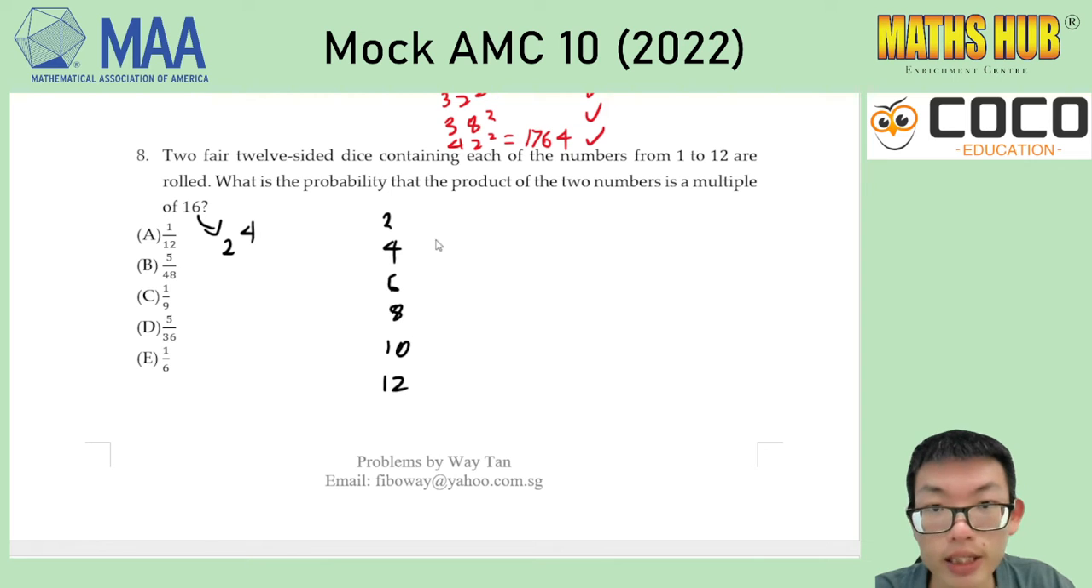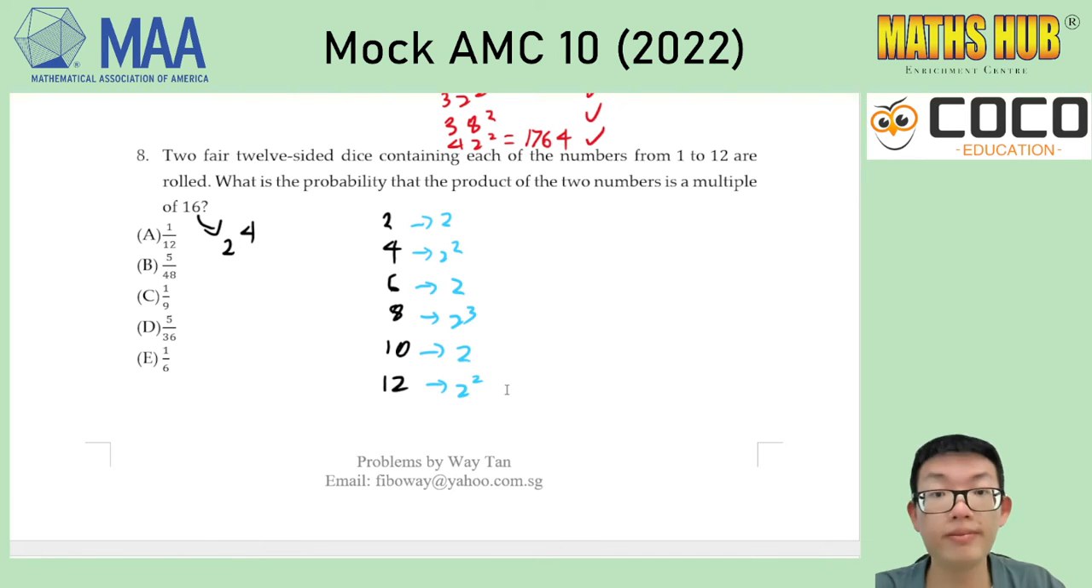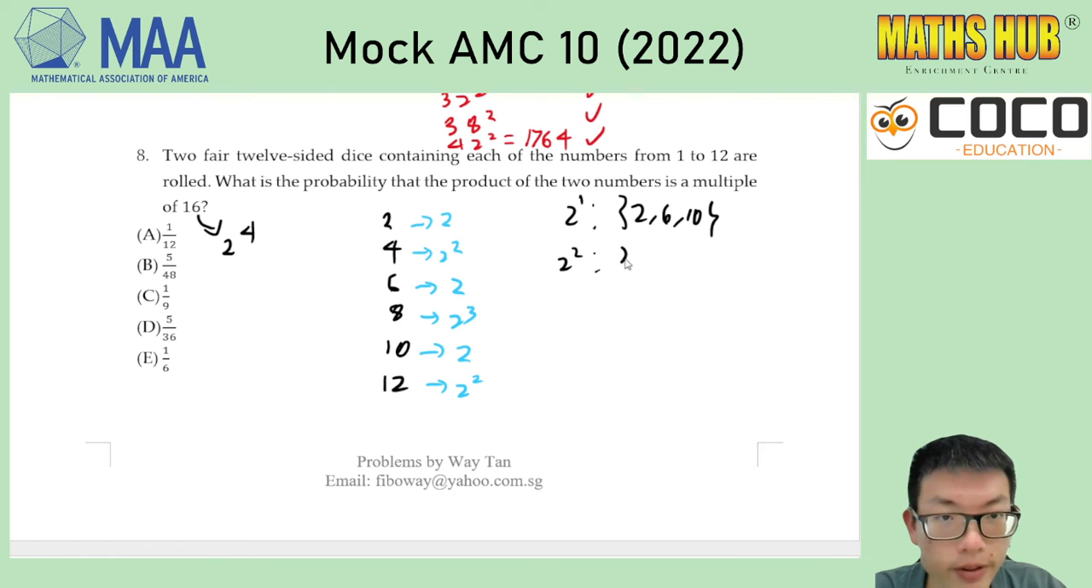And I can just note down how many 2s there are. This has 2, this has 2 squared, this has 2, this has 2 cubed, this has 2, this has 2 squared. So in my 2 to the 1 group, I have got 2, 6 and 10. In my 2 squared group, I have got 4 and 12. And my 2 cubed group only has a solitary 8 inside.